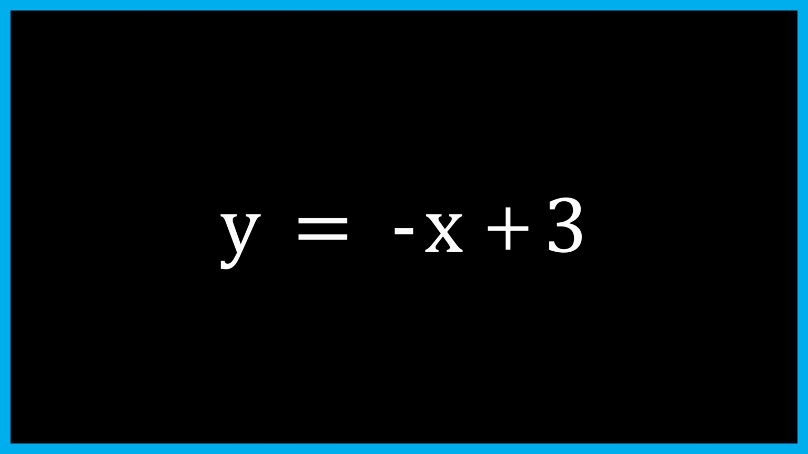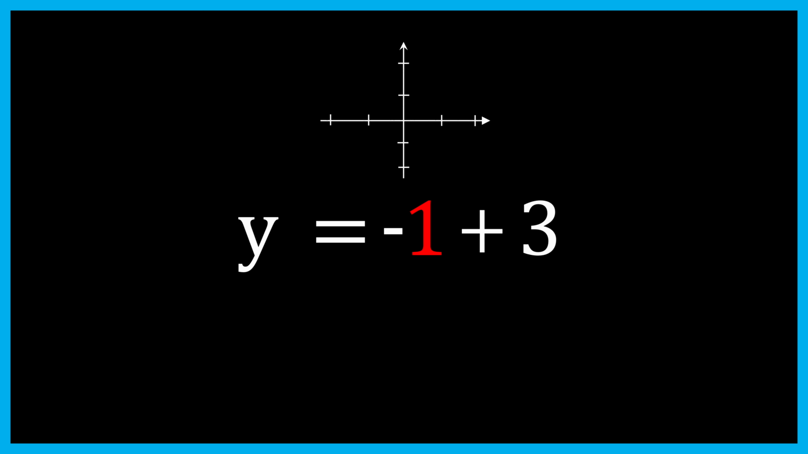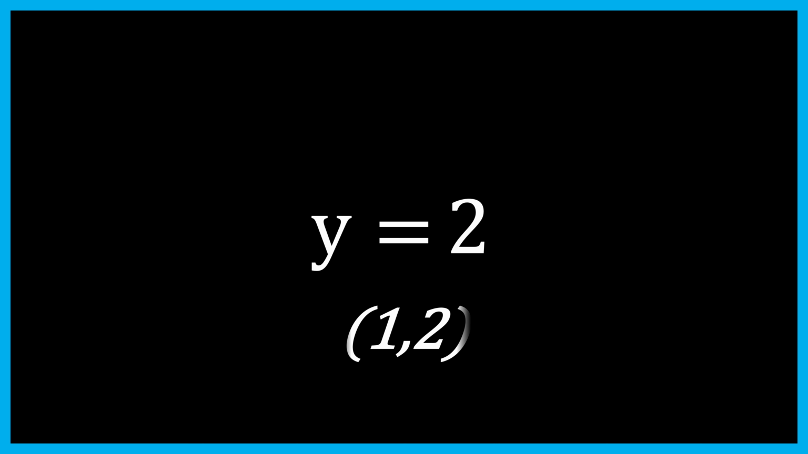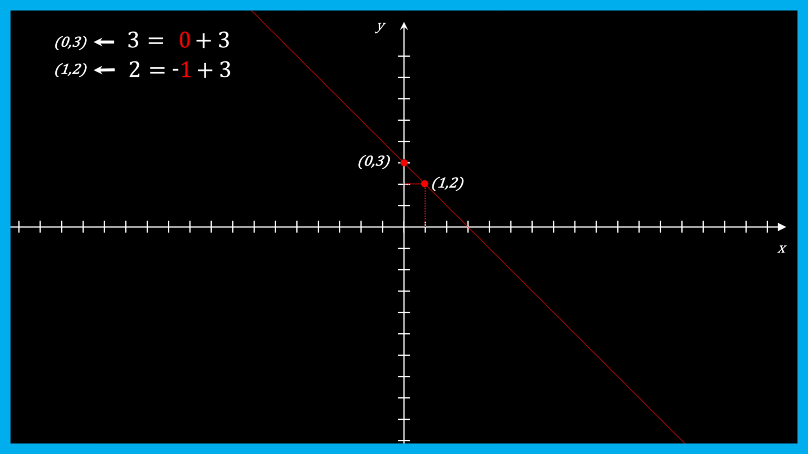Let's do one more example. y = -x + 3. First, the starting point. If x is 0, y = 3. Now the negative one. Every step to the right, y goes 1 step down. Connect the points and you see the line.